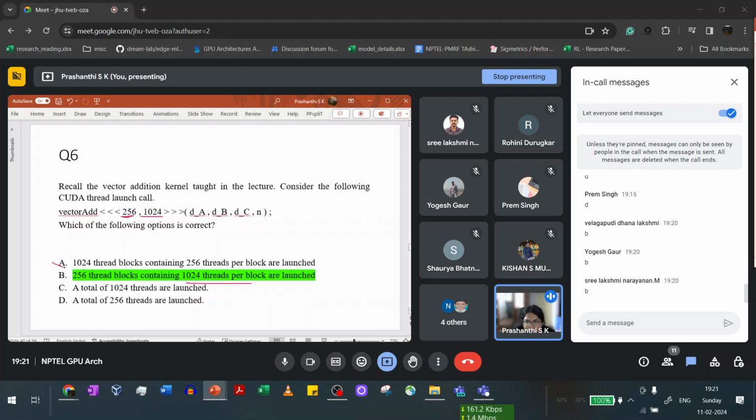So this is incorrect because it basically implies the opposite, and total of this many threads is also wrong, because to get the total number of threads you would have to multiply these two. So this is wrong. Similarly, total of 256 threads is also wrong. So B is the right option.